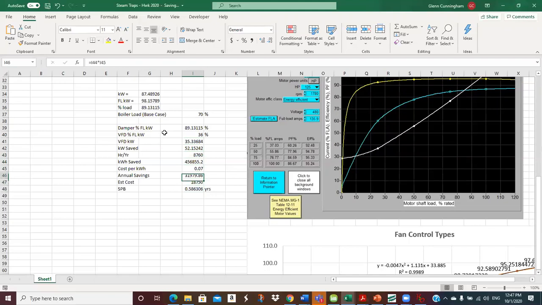What I didn't put in here, let's see, so what I need to do, VFD kW, this needs to be times 1.03, because there's 3% VFD losses. There we go. So it makes a little difference. So you have accounted for the VFD losses.